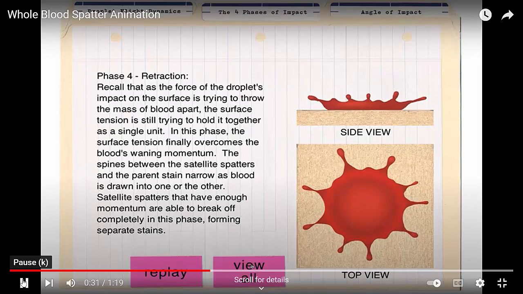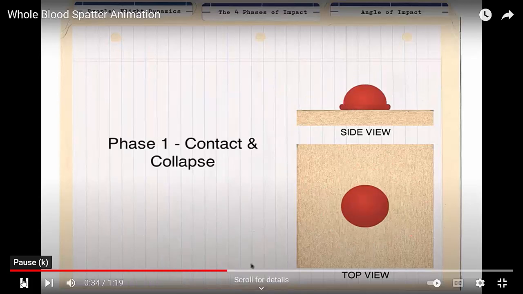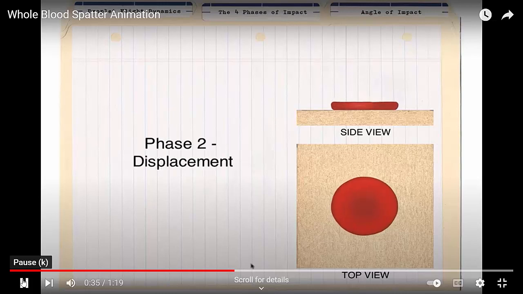Recall that as the force of the droplet's impact on the surface is trying to throw the mass of blood apart, the surface tension is still trying to hold it together as a single unit. In this phase, the surface tension finally overcomes the blood's waning momentum. The spines between the satellite spatters and the parent stay narrow as blood is drawn into one or the other. Satellite spatters that have enough momentum are able to break off completely in this phase, forming separate stains. So here we can watch it go all the way through all 4 phases.